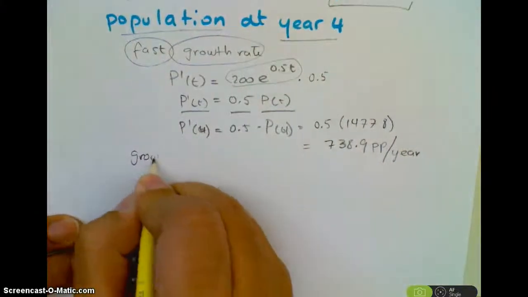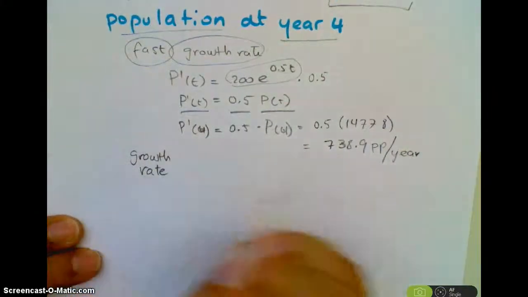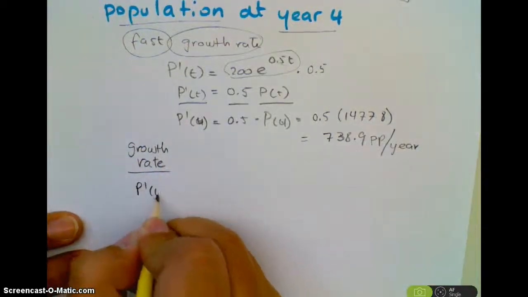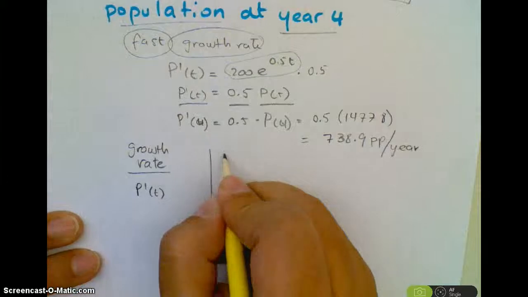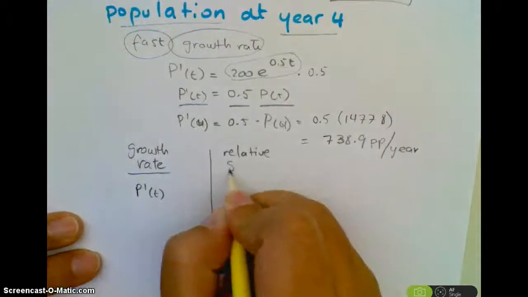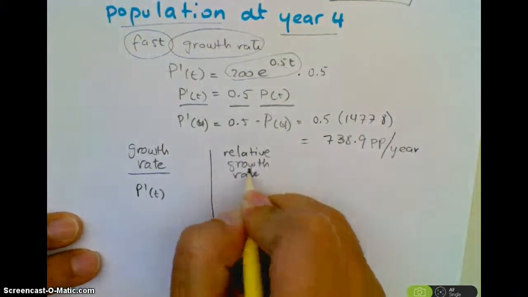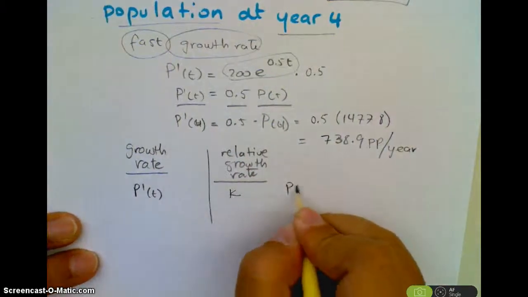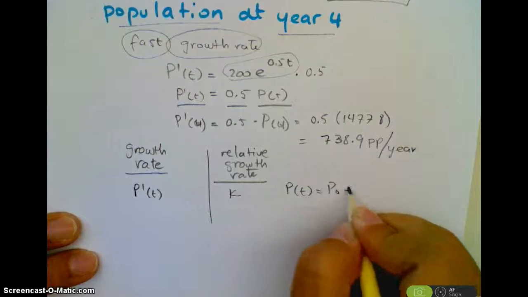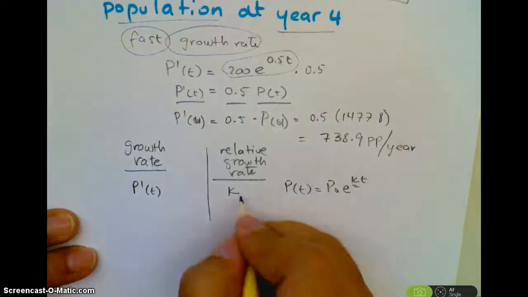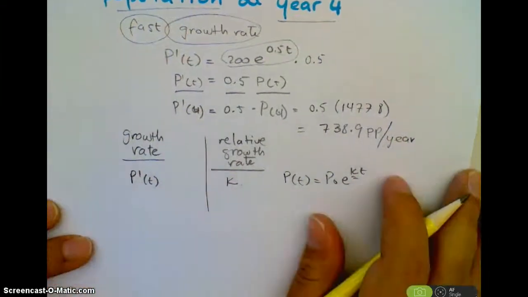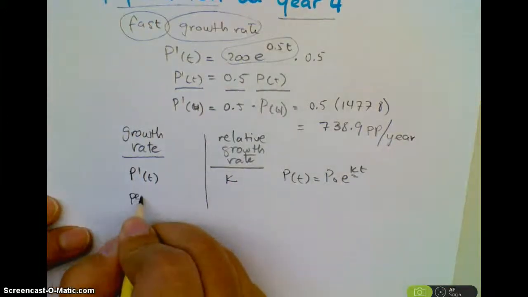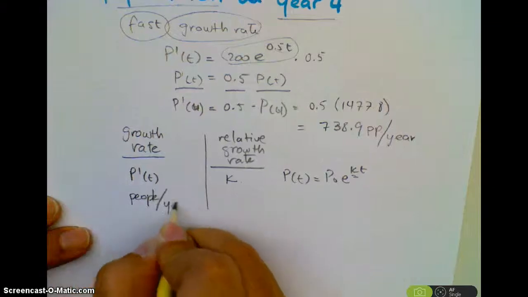Growth rate is what we know as the instantaneous rate of change. The growth rate is the value of P prime of t, whereas the relative growth rate is the value that we have here as k in our equation, P of t equals P sub 0 e to the kt. What are the units of growth rate? If we're talking about a population per year, then the units would be people, or number of persons per year.